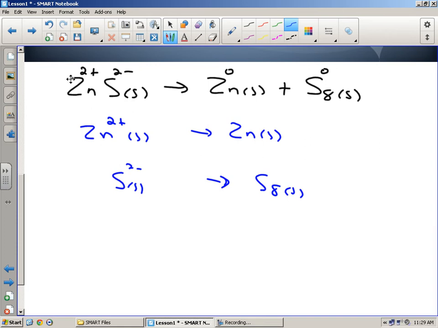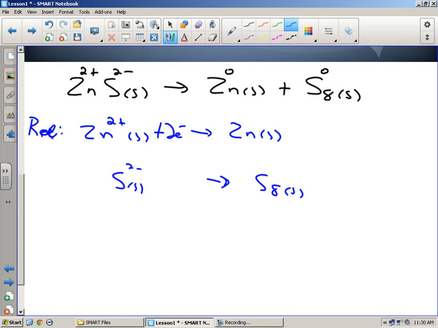Now, how does zinc 2 plus become zinc solid? What has to happen? Where would I put electrons, left side or right side, to make that work? Left side. Okay? So I'm going to add 2 electrons here. Look, 2 plus, 2 minus, 0. If I put the electrons there, is that my reduction or oxidation? Reduction, absolutely. That's my reduction half reaction.